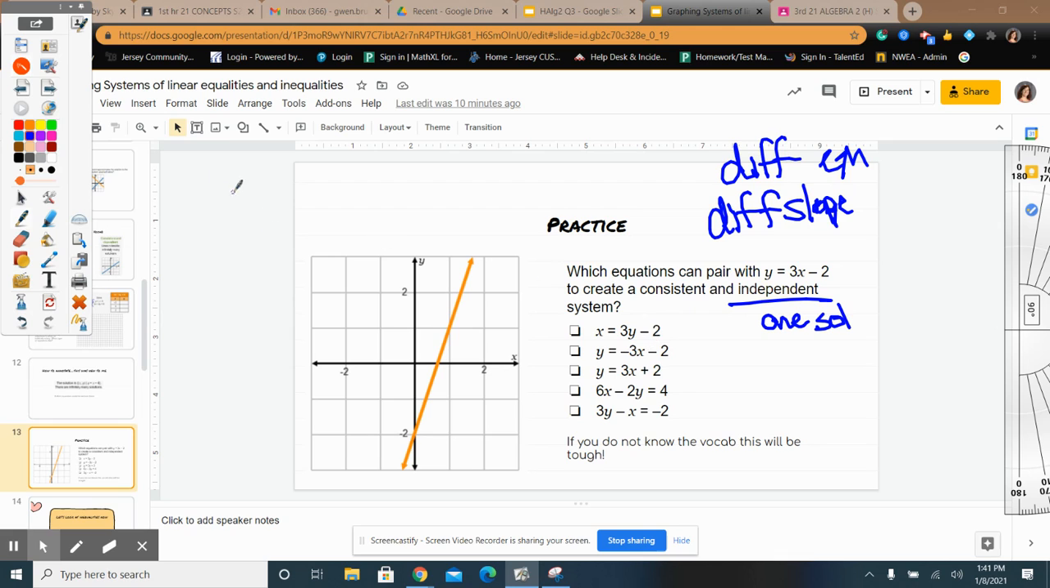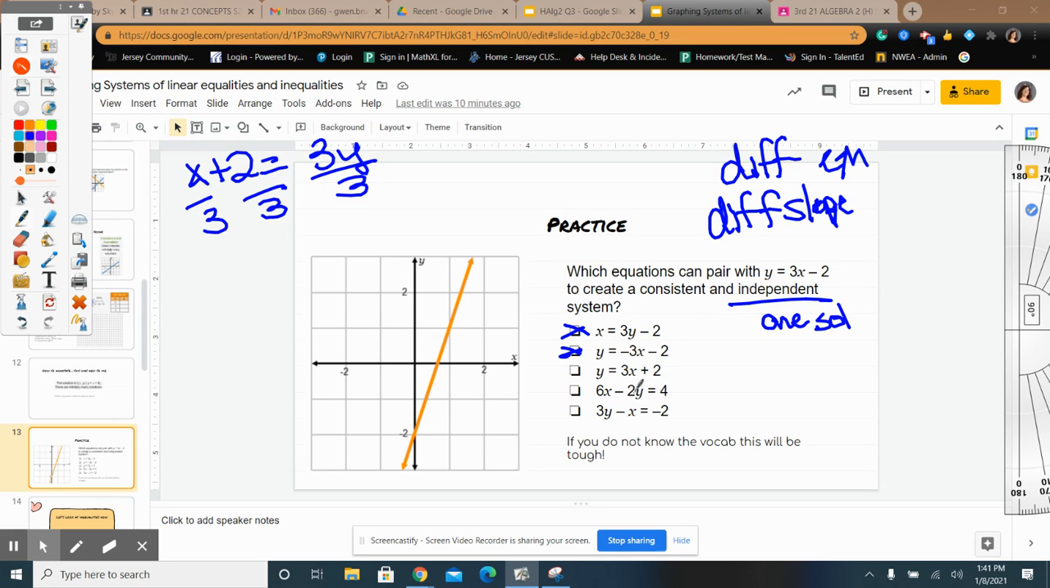So let's get y by itself here. That would be x plus 2 equals 3y. I don't really even need to finish. It's definitely going to be different, and the slope is 1/3. So that would work. How about y is negative 3x minus 2? Sure, the slopes are different. It's not the same. Works. Y is 3x plus 2? In this case, they will be parallel. So yes, they would be independent, but they would not be consistent. So that's not a choice.